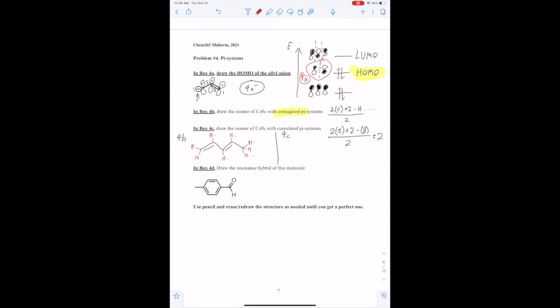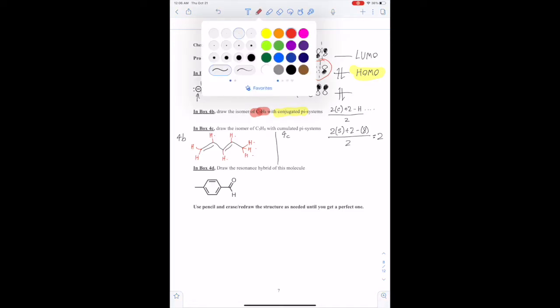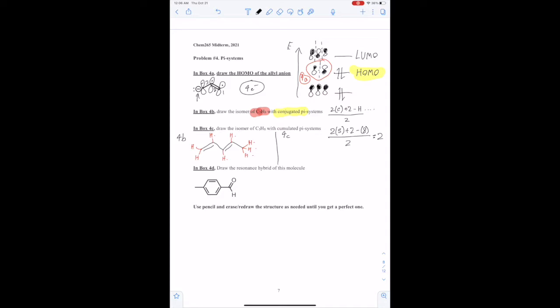That is both 5 carbon and 8 hydrogen. That satisfies it. But is it a conjugated pi system? Yes, it is, because these 4 guys right here are all in conjugation, and we can have as many resonances as possible, and each one with a pi electron. This is sp3 hybridized, so that is not part of the conjugated system, but these 4 carbons are, and that gives us a conjugated pi molecule.